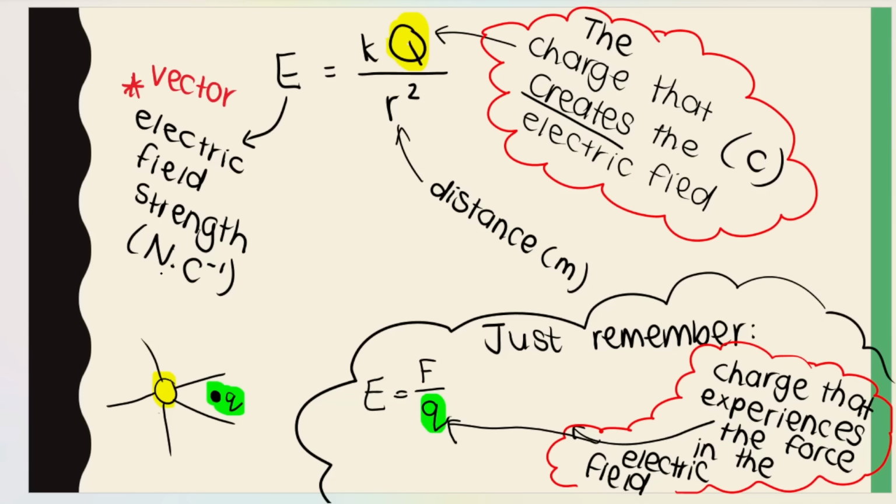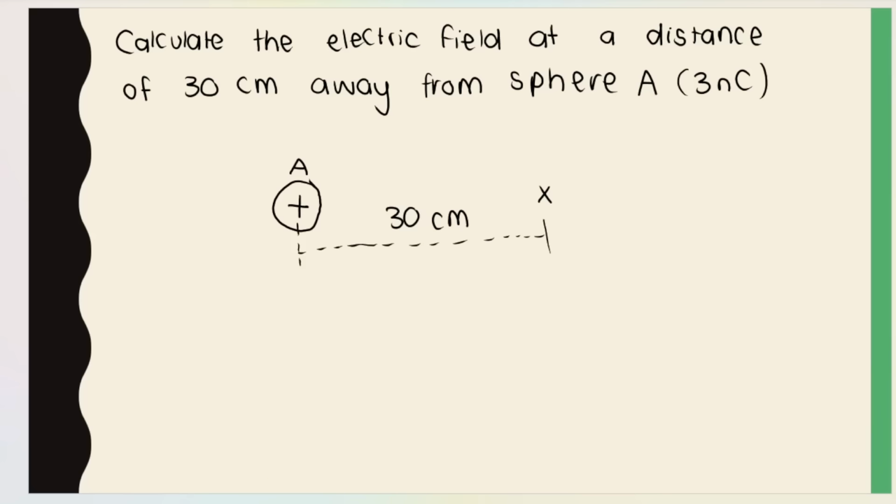In both formulas, E is the same thing, electric field strength. I hope that makes it clear. So how would you do this? Calculate the electric field, or they could say the electric field strength, at a distance of 30 centimeters away from sphere A. So we've got sphere A. It's a positively charged sphere. And remember, although they didn't show it over here, A creates an electric field. They don't show it, but you should know that it creates an electric field that looks something like this. I hope you know which way the electric field would be going. It will be pointing away, because it's a positive.